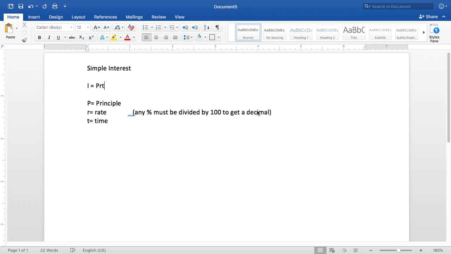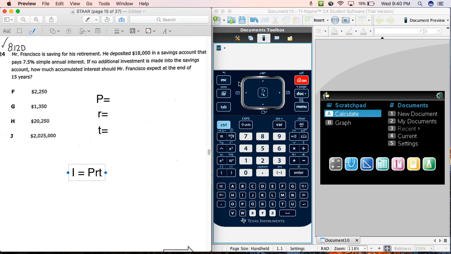We're going to go back and read the problem. It says, Mr. Francisco is saving for his retirement. He deposited $18,000 in a savings account that pays 7.5% simple annual interest. If no additional investment is made into the savings account, how much accumulated interest should Mr. Francisco expect at the end of 15 years?